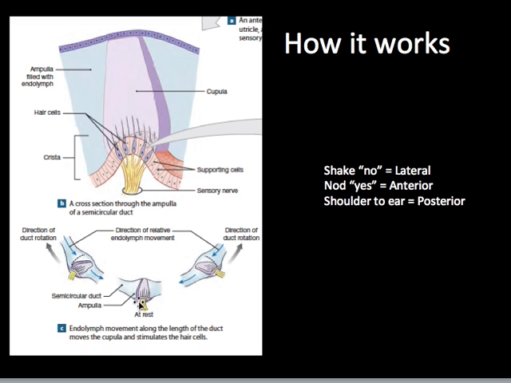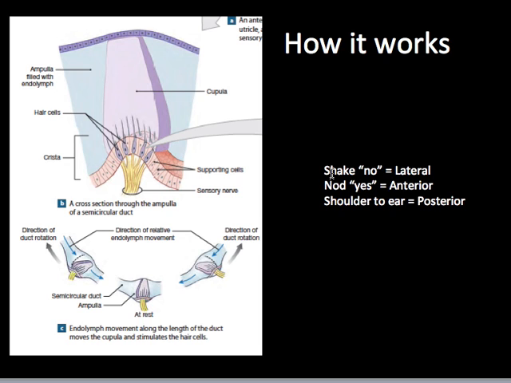At rest, the hair cells don't move because the endolymph isn't moving at all. And this concept of how the detection of movement occurs is quite important later on in figuring out why vertigo occurs. So keep that in mind.